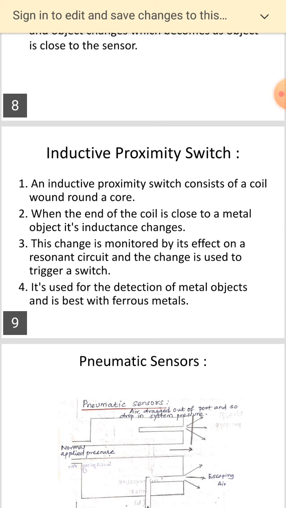Inductive proximity switch. An inductive proximity switch consists of a coil wound round a core. When the end of the coil is close to a metal object, its inductance changes. This change can be monitored by its effect on a resonant circuit and the change used to trigger a switch. It can only be used for the detection of metal objects and is best with ferrous metals.